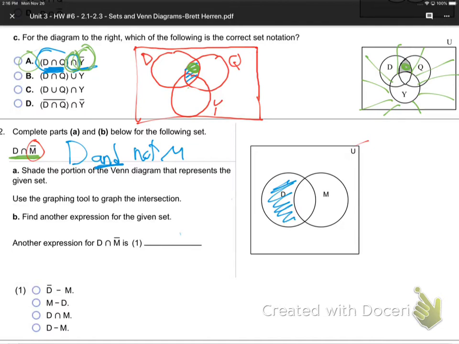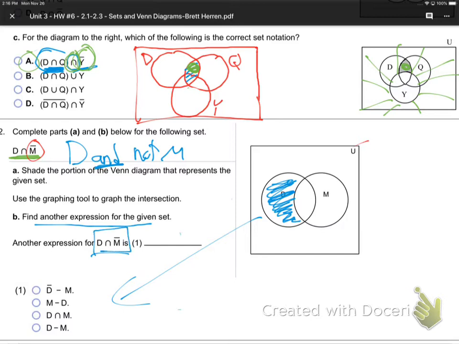All right. Question B. Find another expression for this. What's another way you could say that? And they're giving me some options there. Let me give you a second. So we already know the shading. This is the shading. And they're saying, which one of those is the same thing? What's another way to say the same thing?